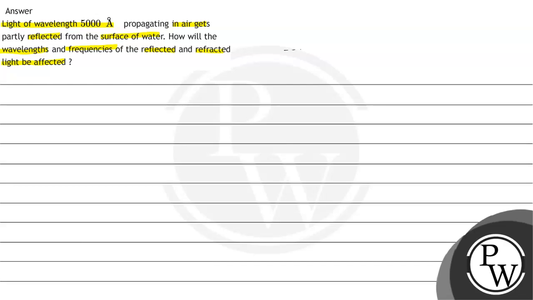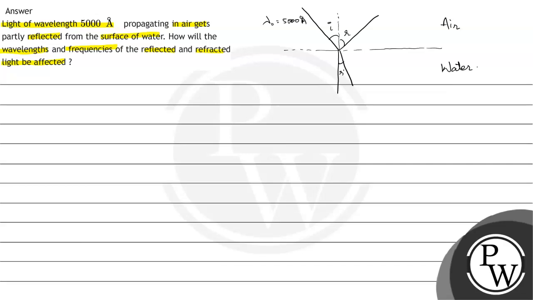So let's suppose this is the surface of water. Here is the incoming light of wavelength lambda naught equal to 5000 angstrom. It gets partly reflected and partly refracted. The reflected ray follows the law of reflection, hence i is equal to r, and the refracted ray follows Snell's law, r dash. Okay, so now this is air and this is water.